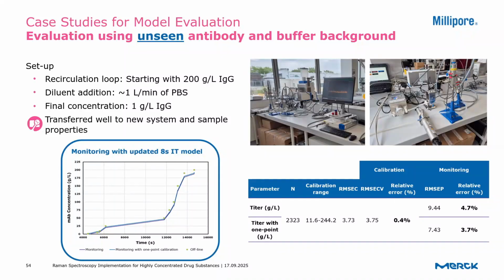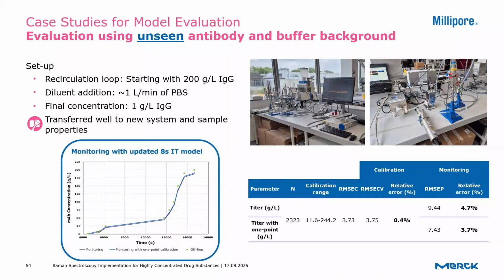However, the sample components consisted of a brand new IgG sample that was not included in any of the calibration data used to build the model. And the background buffer used was PBS instead of the formulation buffer the calibration samples contained. Additionally, this data was generated on a completely separate Procelix system that the model was transferred to.